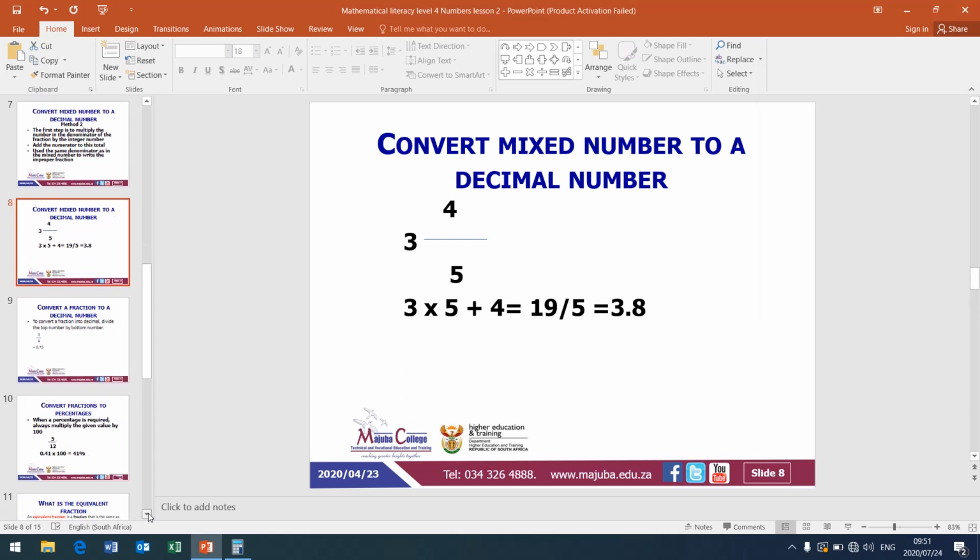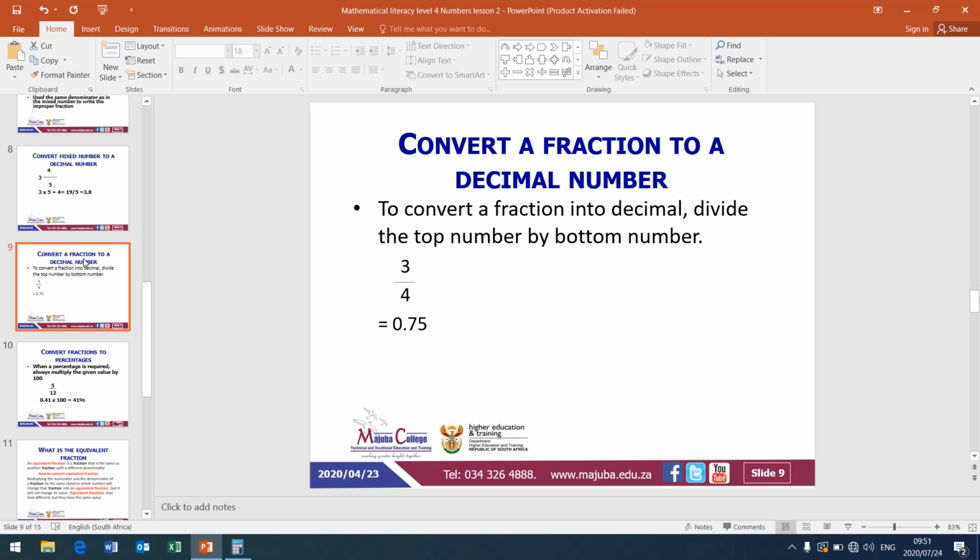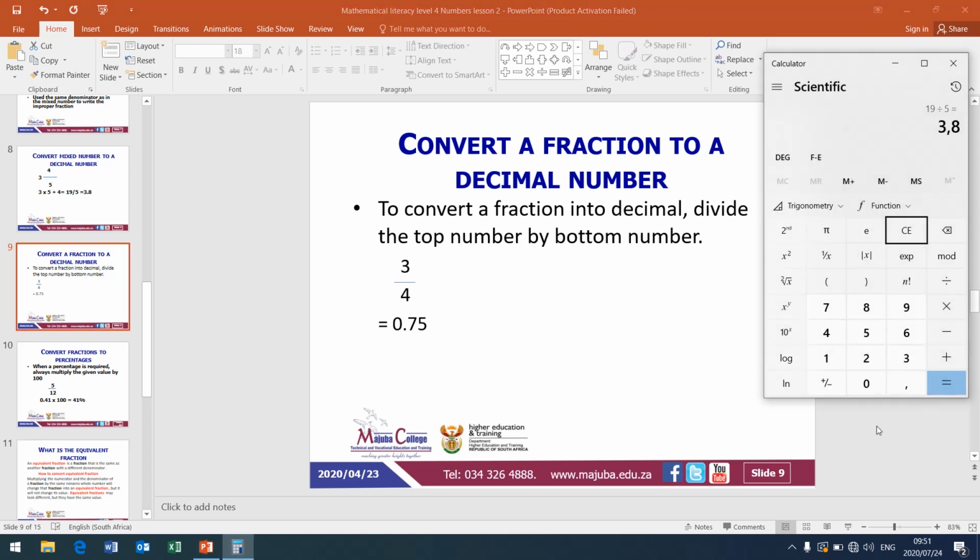Then let us move to the next sum. Convert a fraction to a decimal number. To convert a fraction into a decimal, divide the top number by the bottom number, which means we take the numerator divided by the denominator. Then let us say 3 over 4 equals, it gives us 0.75. There are a number of other methods that we can use, but for now let us just focus on this one.